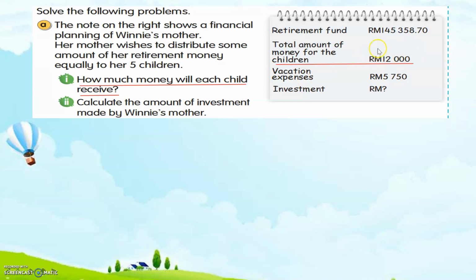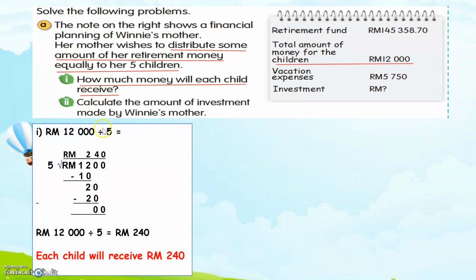The 5 children will get 12,000 ringgit. Distribute some amount of a retirement money equally. Here the keyword is equally. If she distributes equally, that means the number sentence is involving division. 12,000 ringgit divided by 5. The answer will be 240 ringgit. Each child will receive 240 ringgit.